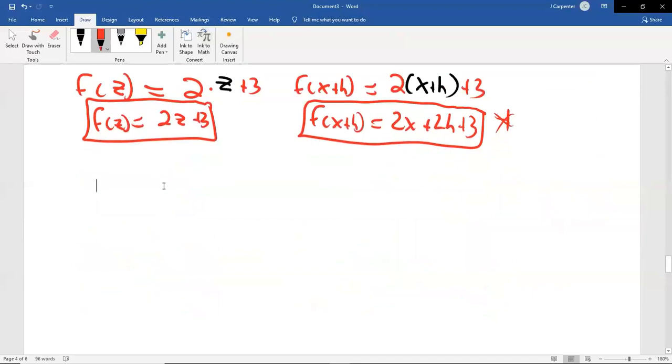Piecewise defined functions. They look something like this.